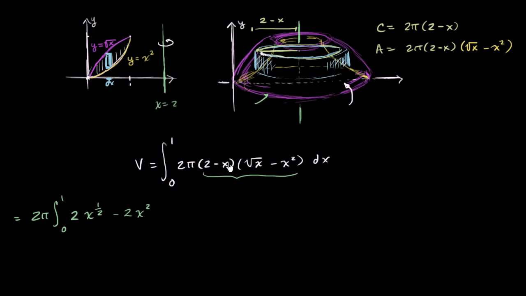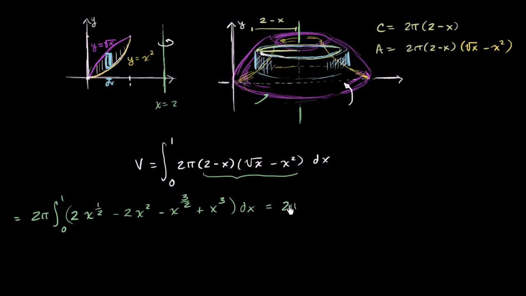And then we have negative x times the square root of x. Well, that's x to the first times x to the 1/2. That's going to be negative x to the 3/2 power. And then we have negative x times negative x squared. That's going to be positive x to the 3rd power. And all of that dx. And so now we're ready to take the antiderivative.